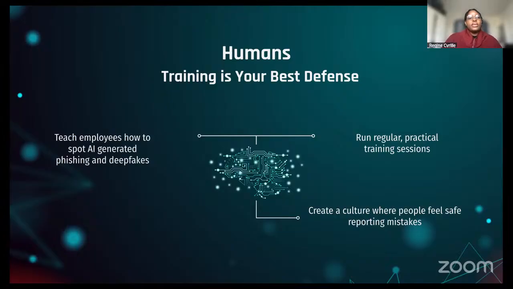to teach employees how to spot AI-generated phishing and deepfakes by having phishing campaigns, running regular practical training sessions, and creating a culture where people feel safe to report mistakes, right? So it should be okay that maybe that employee from Hong Kong should have been like, wait, why would they have this call maybe with just me? Is this a normal practice? Maybe at some point he may have felt that this was not okay, but he lost that instinct.